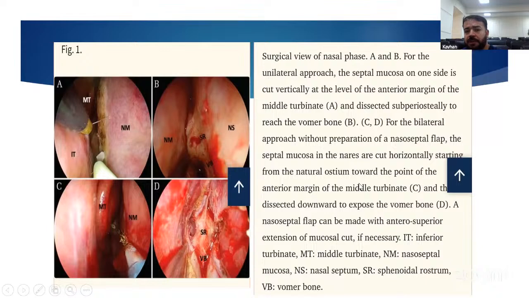The surgical view of the nasal phase is A and B for the unilateral approach, which I have mentioned before this picture, that we can go through the anterior dissection margin of the middle turbinate to lateralize it and see the vomer bone, and after that we can go to the natural ostium, and after the ostium we can make a Hadad flap for the reconstruction after the surgery for the skull base.